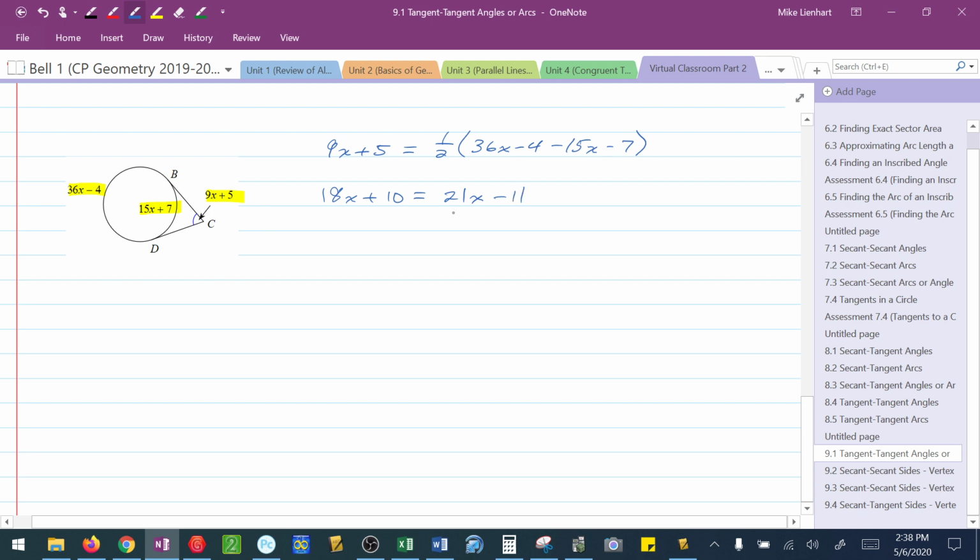All right, I'm going to subtract 21x. So I've got negative 3x plus 10 equals negative 11. Subtract 10, negative 3x is equal to negative 21. And divide by negative 3, I get x is equal to 7.